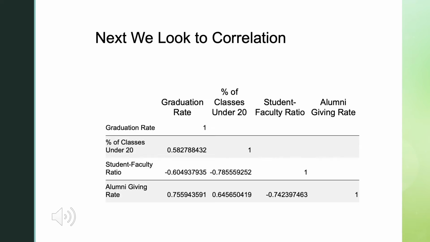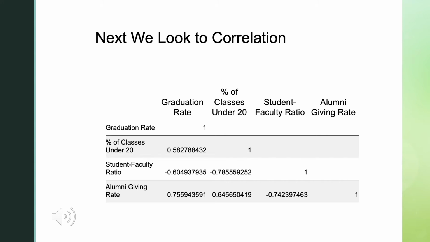With this information, we can now generate our correlation data, which you will see here. There is actually a scatter plot that details this information more in our full report. Now, this tells us the following. According to this correlation data, the graduation rate is positively related with the percentage of classes under 20 and the alumni giving rate. The graduation rate is negatively related with the student-faculty ratio.